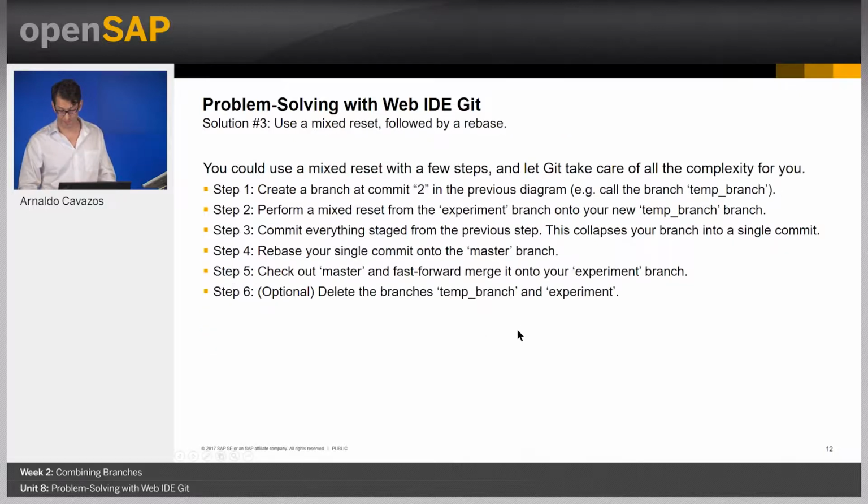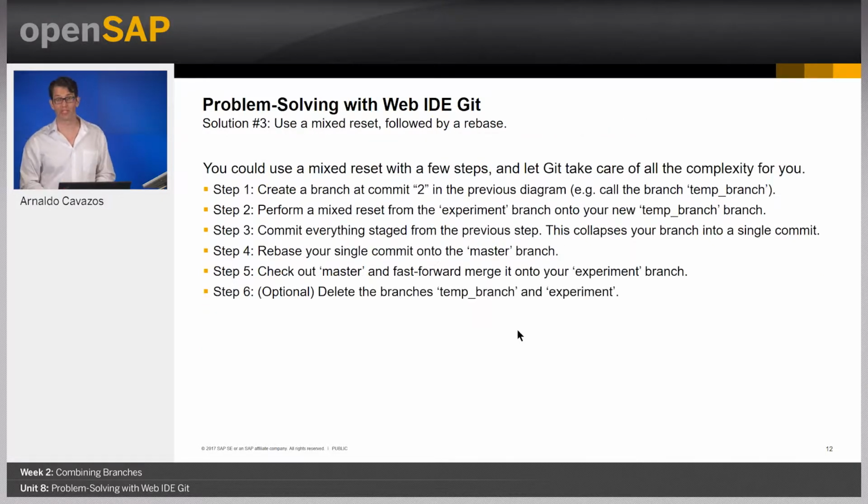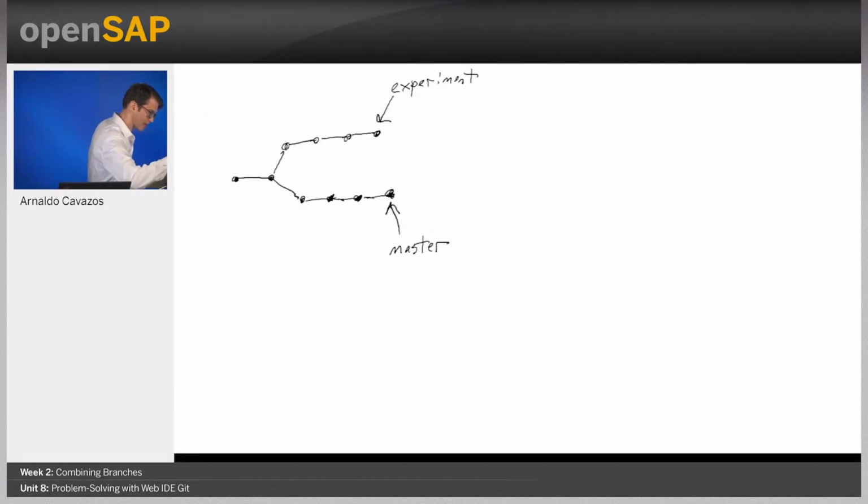So that is actually a much more complicated solution than we would like. So is there a simpler way to do it? Is there a way to get Git to handle all the complexity for us? Here is the best solution I could think of. You start by collapsing the entire branch into a single commit by creating a new branch and using a mixed reset, and only then rebase your single commit onto master. Let's go to the drawing and draw this out.